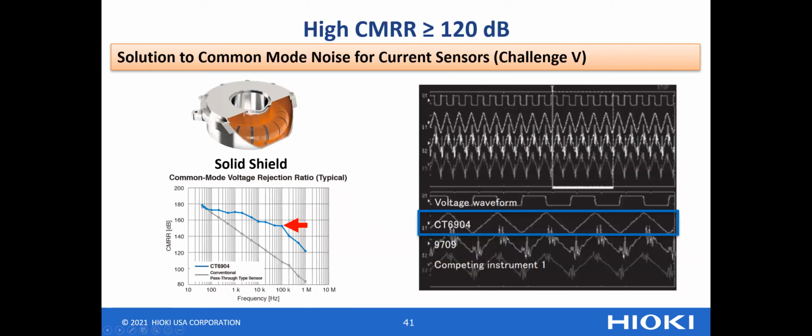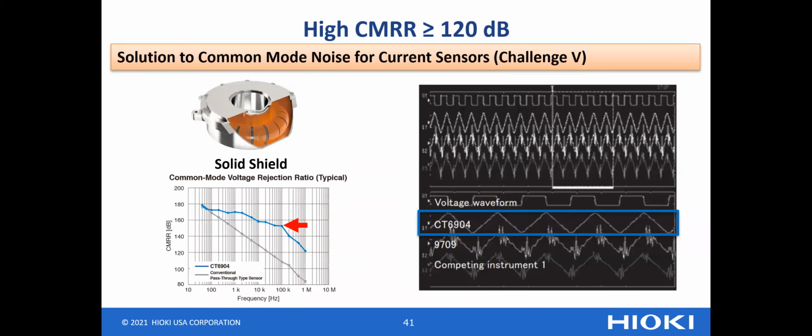And the last point I would like to point out is CMRR, common mode rejection ratio. Hioki pass-through sensors use a solid shielding case, which improves CMRR. As you can see, the blue line is CT6904's CMRR characteristics. This sensor achieves over 120 dB at up to 1 megahertz. This is extremely higher than conventional sensors.